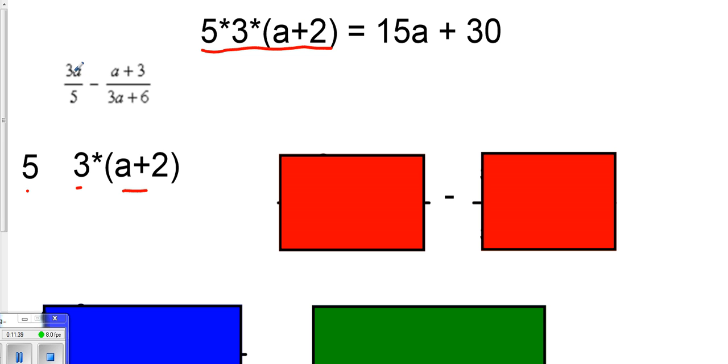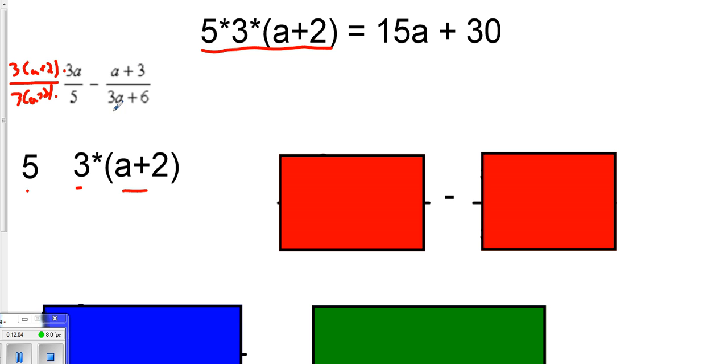Looking at this first one, it already has a 5, which means we're missing a 3 and an a plus 2. So we're going to multiply it by 3 and an a plus 2. On top, we're also going to have a 3a that we're multiplying by 3 times a plus 2.